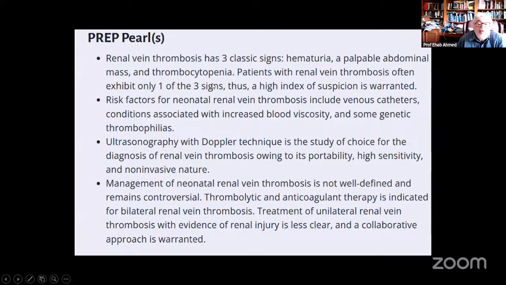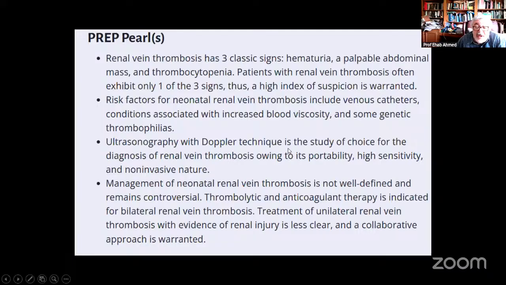Now, renal vein thrombosis has 3 classical signs: hematuria, palpable abdominal mass, and thrombocytopenia. Patients with renal vein thrombosis often exhibit only one of the 3. Thus, a high index of suspicion is warranted. Risk factors include venous catheters, the UVC, conditions associated with increased blood viscosity, as in this baby, who is borderline polycythemia. The number 60 is not enough, but it's borderline. It's not classic polycythemia. The number should be higher than that, and depends on whether you are using a peripheral vein or a central vein. Some genetic thrombophilias and hypercoagulable states, and we discussed the hypercoagulable states in detail.